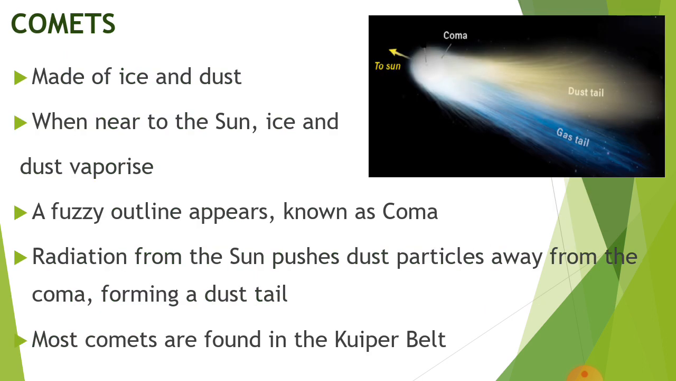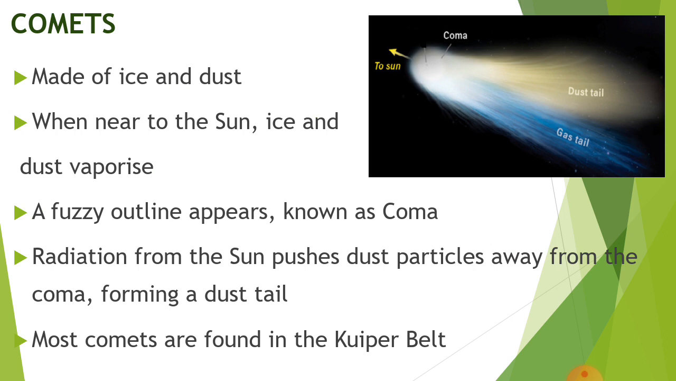Comets. They are made of ice and dust. When they are near the sun, ice and dust vaporize. That's why a fuzzy outline appears, which is known as the coma. Radiation from the sun pushes the dust particles away from the coma, forming a dust tail. Most comets are found in the Kuiper belt.